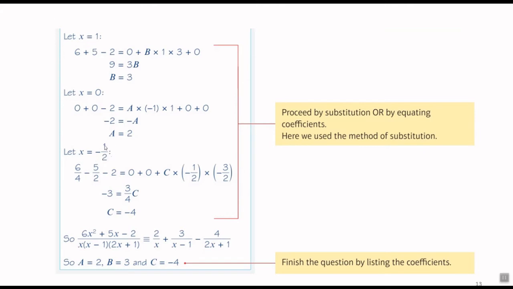So set x equal to minus half, and we can find the value of c. Then substitute like this: a, b, c. A equals 2, b equals 3, and c equals minus 4. We can finish the question by listing the coefficients.